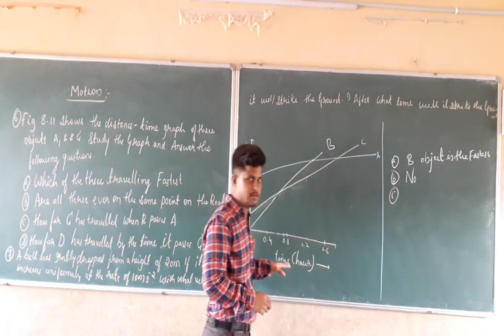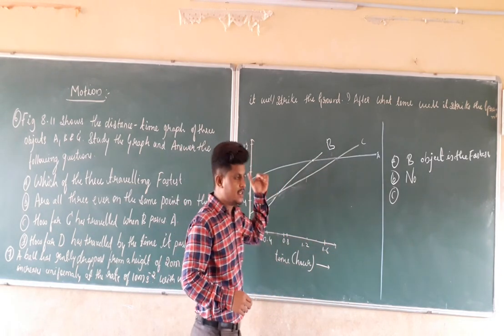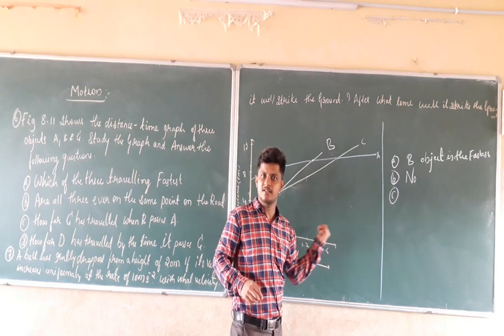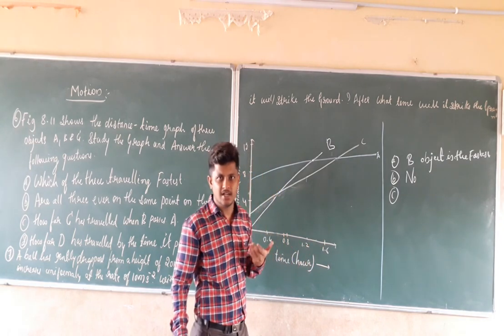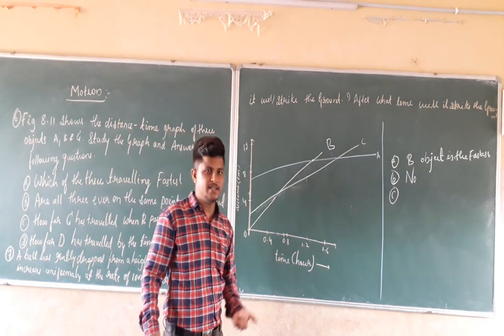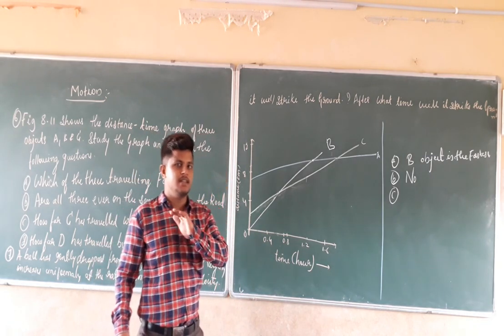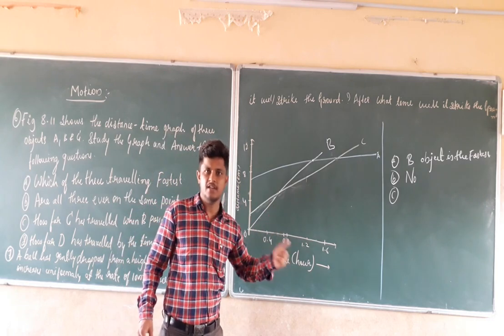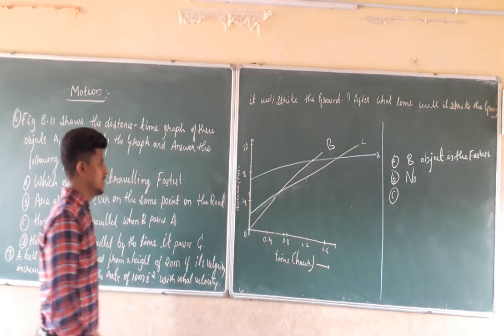I hope this is clear. Right? Only if all three are intersecting at the same point can we say that they are on the same point of the road. If they are not intersecting, then we can say that they are not on the same point of that road. I hope this is clear.